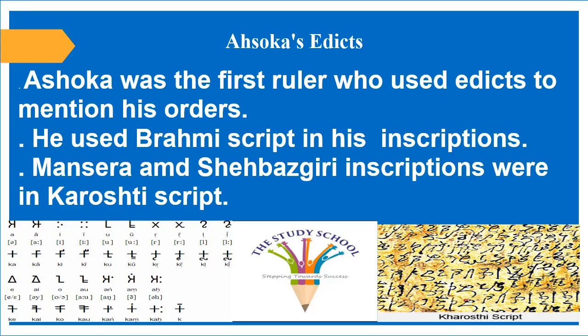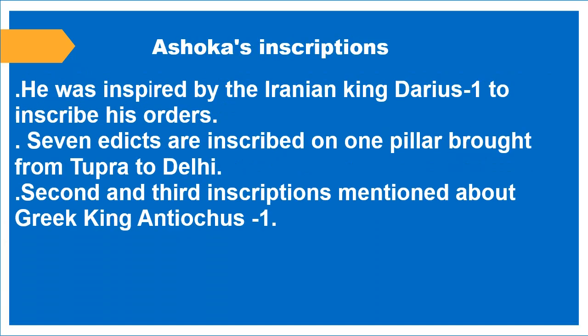Ashoka was the first Indian ruler who used inscriptions to mention his orders. He used the Brahmi script to write inscriptions. Most of the inscriptions are in Brahmi script. Mansehra and Shahbazgarhi inscriptions are in Kharoshthi script. Two scripts were used by Ashoka: first and most important is Brahmi, and in Mansehra and Shahbazgarhi he used Kharoshthi. Ashoka started writing inscriptions with the inspiration of the Iranian king Darius I.